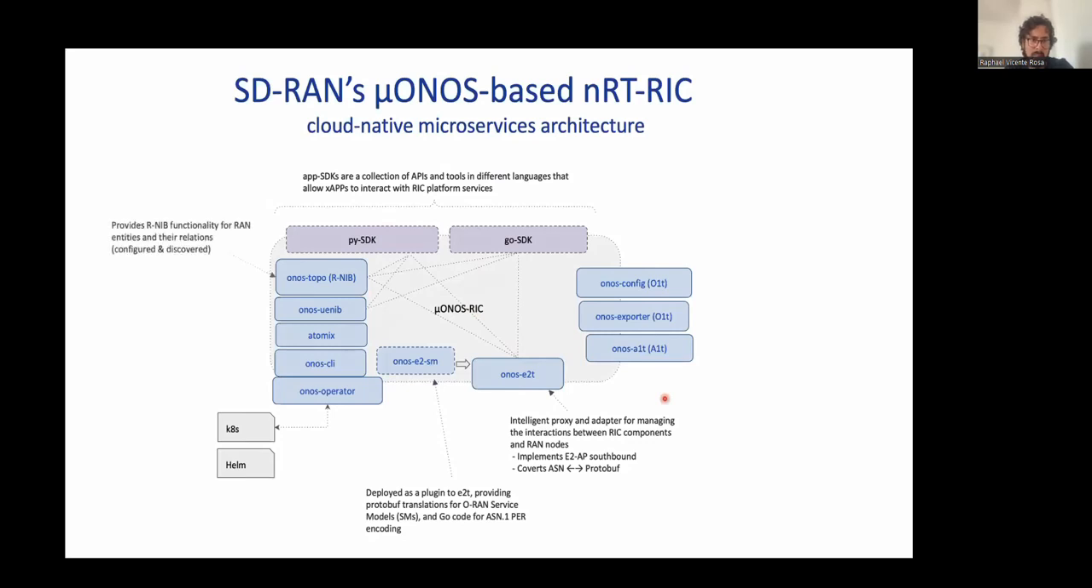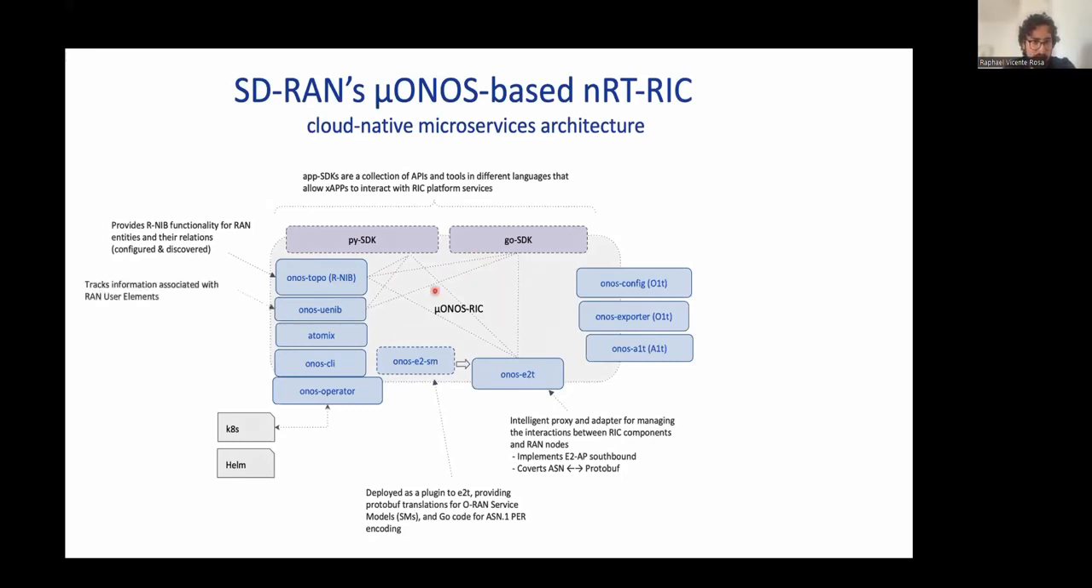For instance, one of them is the ONOS Topo. ONOS Topo is the component that abstracts the information of each one of the components of the E2 nodes that can be controlled by ONOS E2T. So think, for instance, that here you can have the information about the CU and DU components, their supported service models, and how they can be configured and discovered by the different XApps and different components.